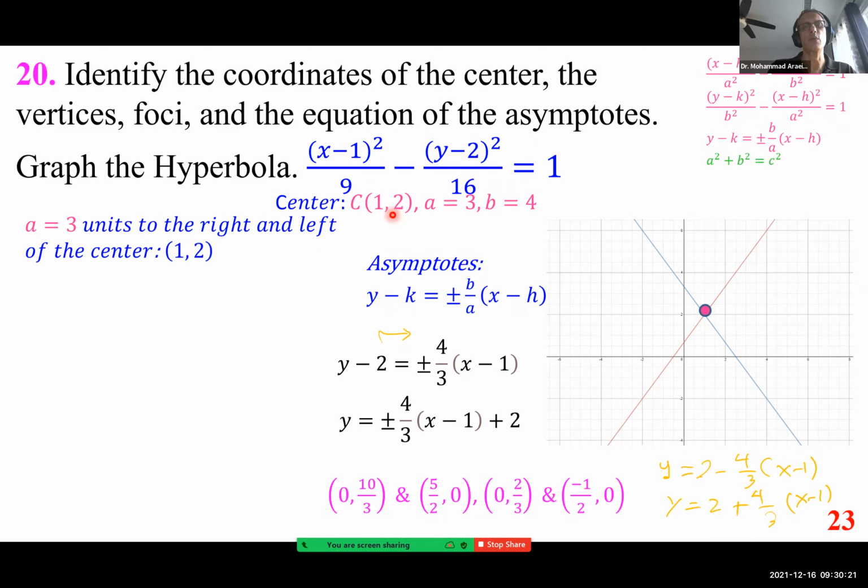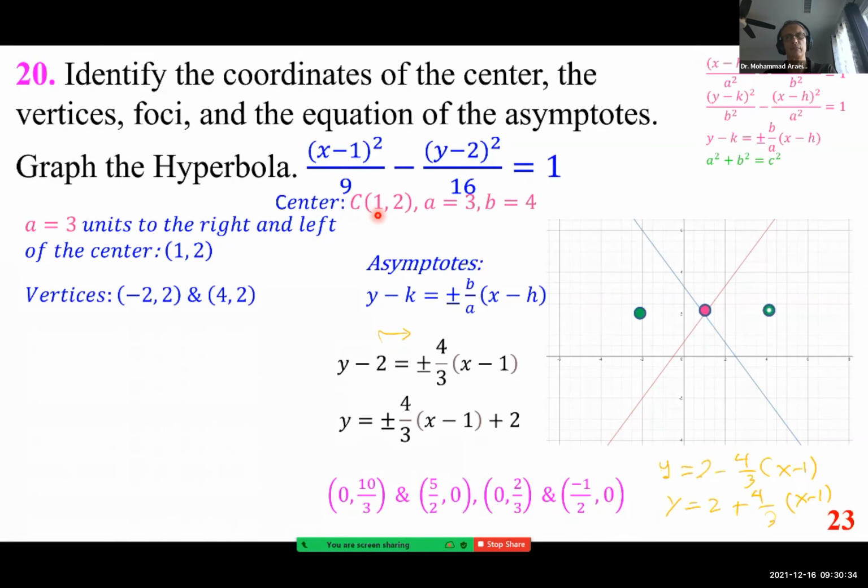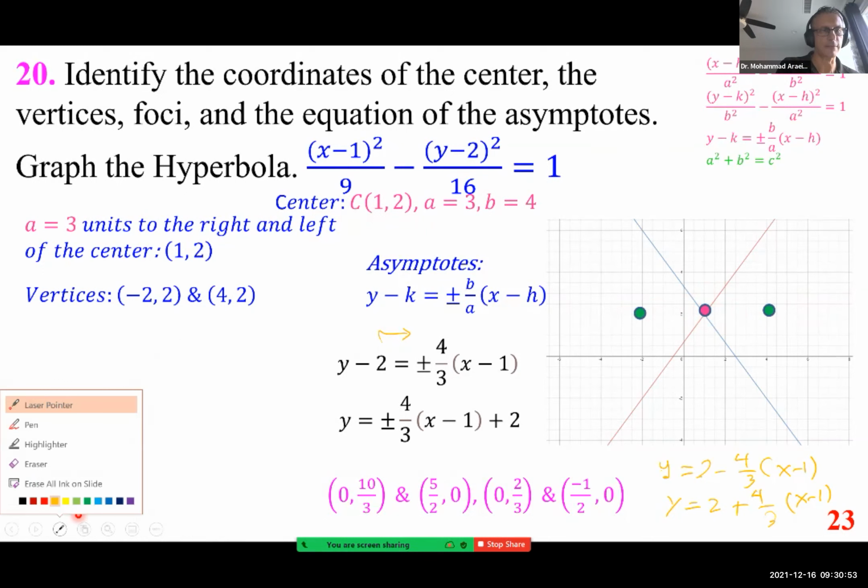So from the center, we want to go 3 units to the right. That means add 3 to 1. And we want to go to the left. That means subtract 3 from 1. So we have these two pairs by going to the center and adding and subtracting A. This is the distance of A, everybody. Let's just write it in case.